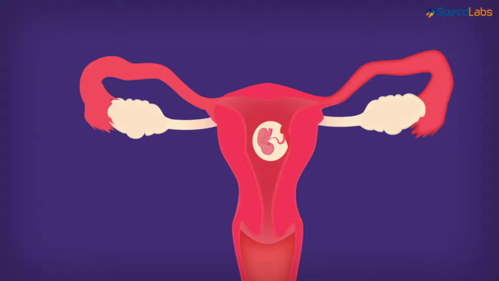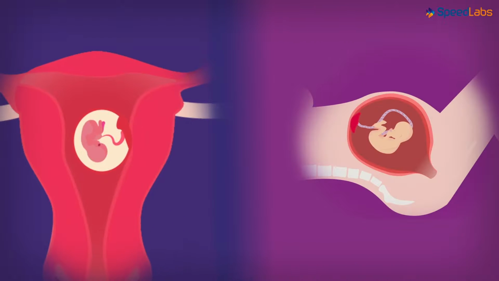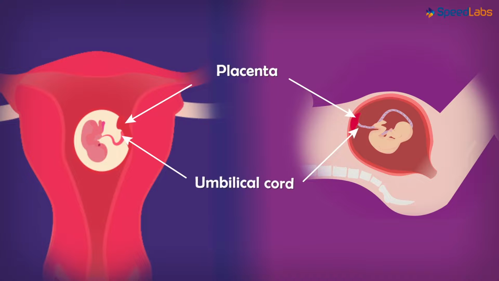Why is the zygote implanted in the uterus and not anywhere else? The reason is quite simple. The uterus has an inner lining called the endometrium, and this lining provides nourishment to the growing embryo. Here there is a disc-like mass surrounding a part of the uterus, and there is a cord which connects this disc to the baby. The disc is called the placenta, while the cord is called the umbilical cord.